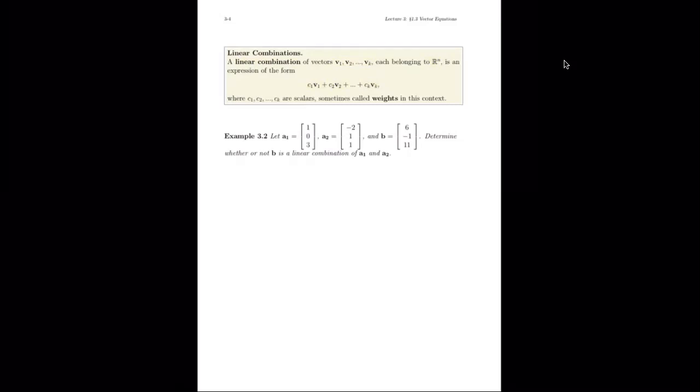So let's look closely at this example. They let a1 equal this vector 1, 0, 3. We have a vector for a2 and a vector for b. And they ask us to determine whether or not b is a linear combination of a1 and a2. So in other words, to interpret the language here, they're saying, is there some combination? Are there c1 and c2, which I will use as notation here, which are elements of the real numbers.